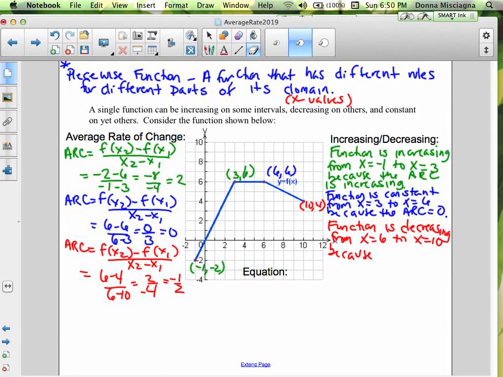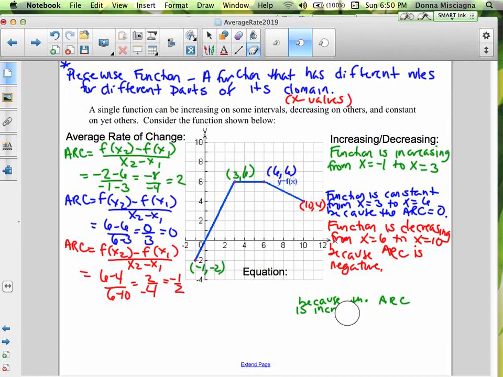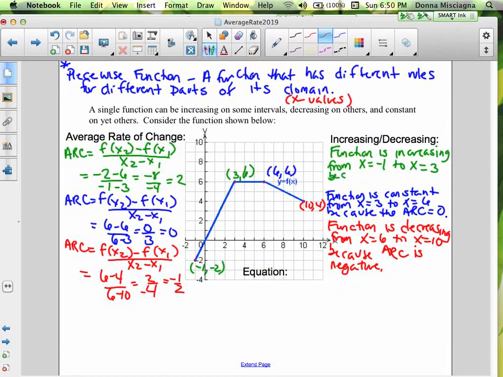Oh, I'm looking at the green there, and I really meant to write positive. Let's fix that, because average rate of change is negative doesn't have any real meaning. So let's change that. I meant to say the function is increasing because average rate of change is positive.